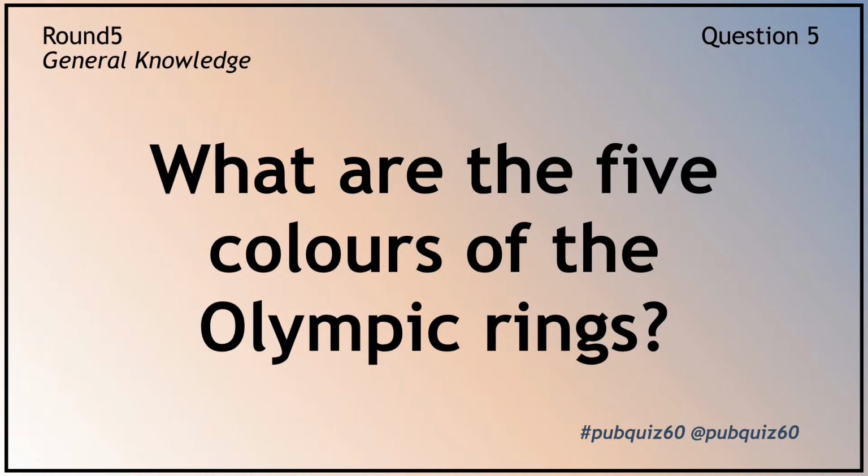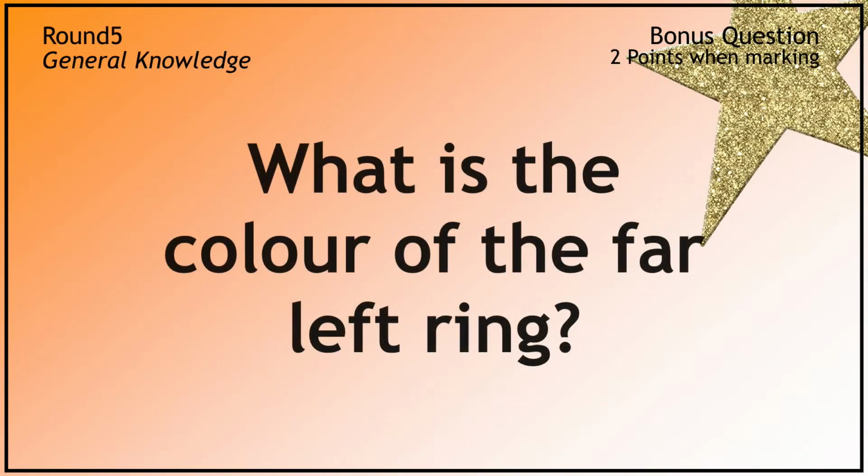Now, as per the last 4 rounds as well, there'll be a bonus question for 2 points related to this question. And the bonus question in general knowledge is: what is the colour of the far left ring? So that's the far left of the 5 Olympic rings. What colour is that? Again, 20 seconds on the clock. 2 points if it comes to marking this.